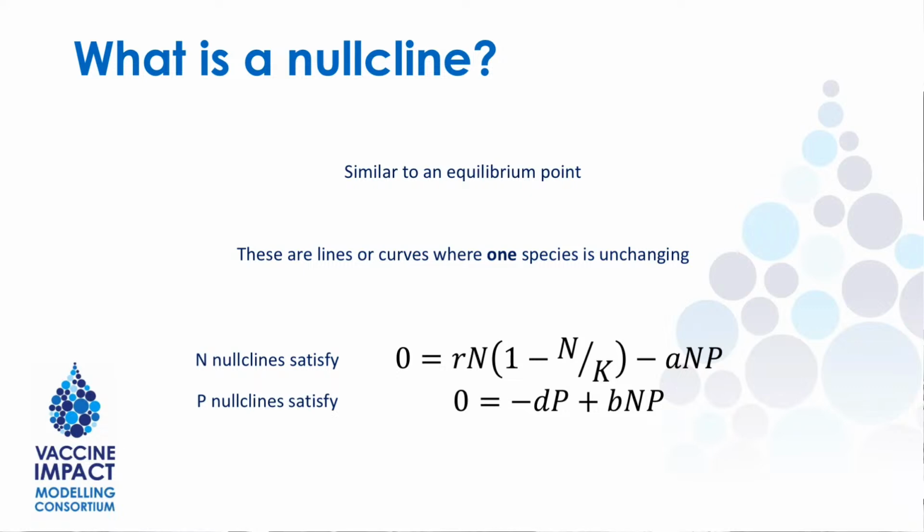These might not be a single point, they might be a whole line, and then every time our population crosses that line, we see a change in it. I'll come back to what that looks like though. So it's a bit like an equilibrium point, but we're thinking about each population individually.